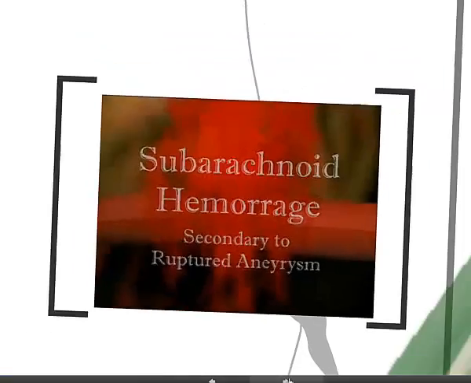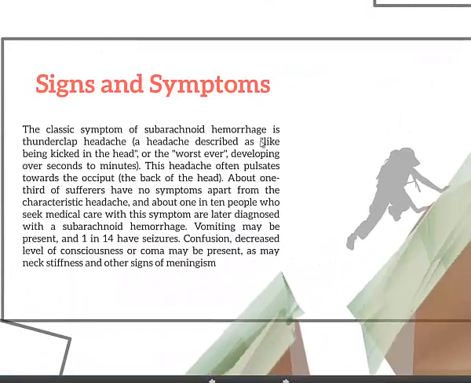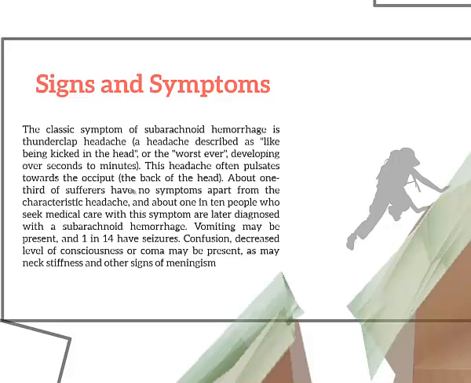Symptom of subarachnoid hemorrhage is thunderclap headache, a headache described as like being kicked in the head, or the worst ever, developing over seconds to minutes. This headache often pulses towards the occiput, the back of the head. About 1/3 of sufferers have no symptoms apart from the characteristic headache, and about 1 in 10 people who seek medical care with this symptom are later diagnosed with a subarachnoid hemorrhage. Vomiting may be present and 1 in 14 have seizures.